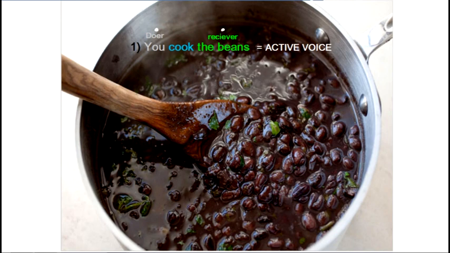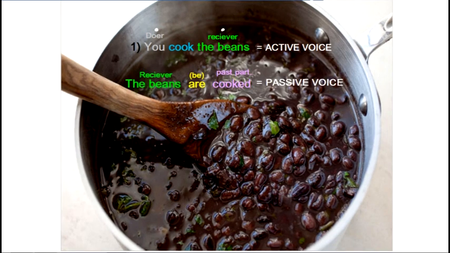It's important that the beans are cooked. So I'm using this in a passive voice to talk about the process. The beans are cooked. Again, using the receiver first, the beans, my verb to be, are, and the past participle, cooked. The beans are cooked.